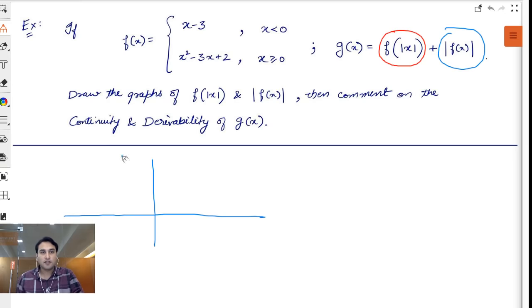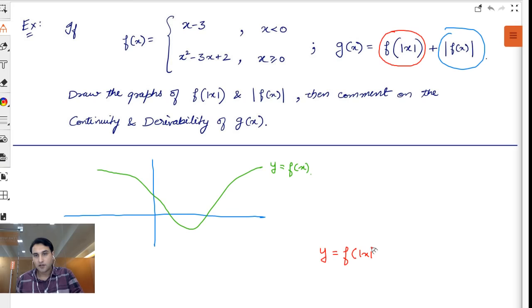Just imagine. So there is a graph like this. Imagine you have a graph like this. ठीक है? किसका graph है ये? This is the graph of y equal to f x. ठीक? Now you have to plot the graph of y is equal to f of mod x.